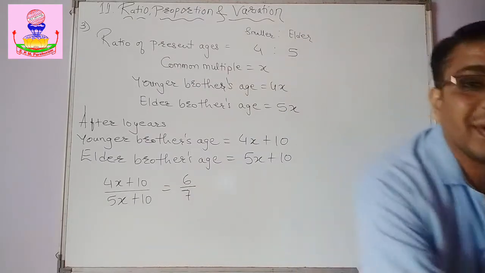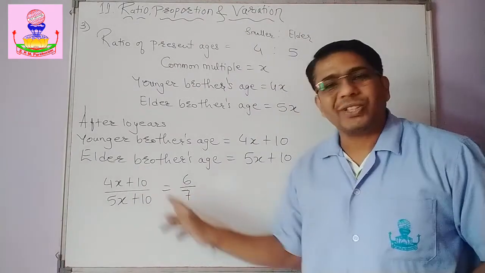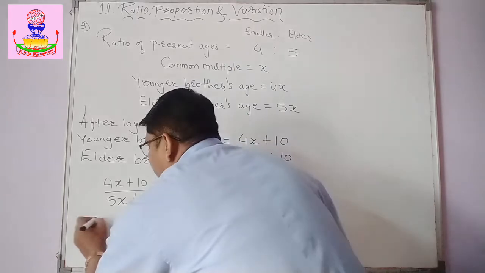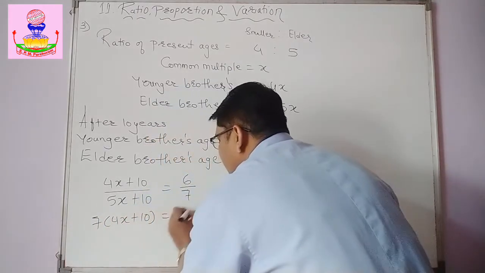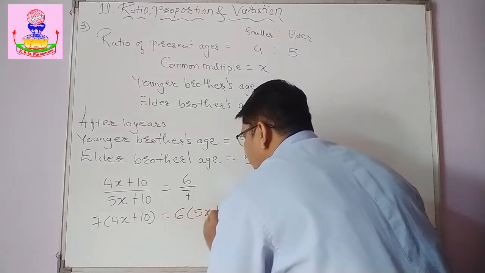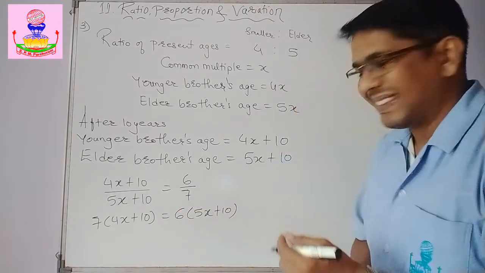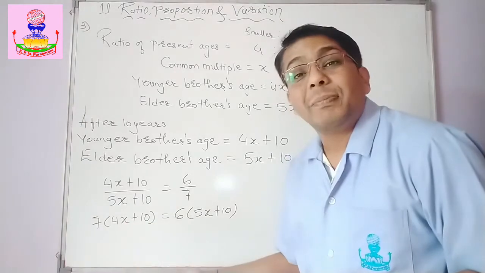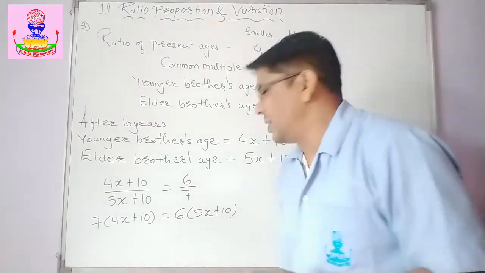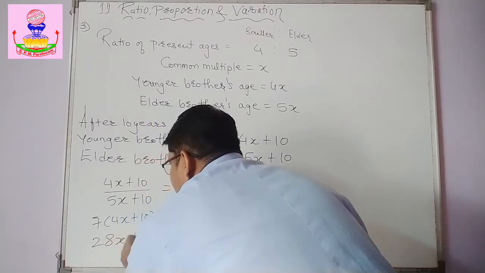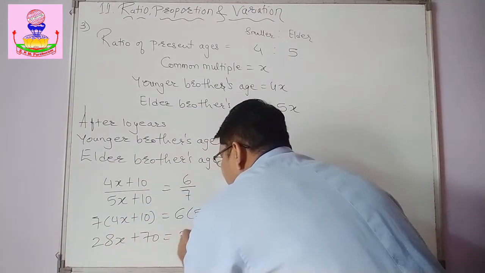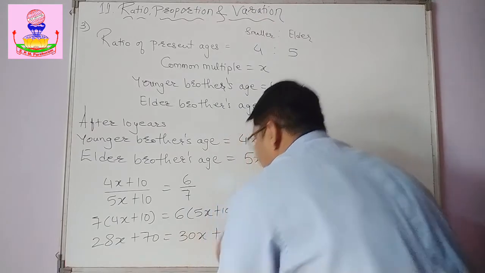So we got the equation. Now we can solve it. So what should you do? Cross multiply. Okay. So 7 into bracket 4x plus 10 is equal to 6 into bracket 5x plus 10. Open the brackets and multiply. You know this, monomial by binomial. So 7 4s are 28x plus 7 10s are 70. 6 5s are 30x plus 6 10s are 60.